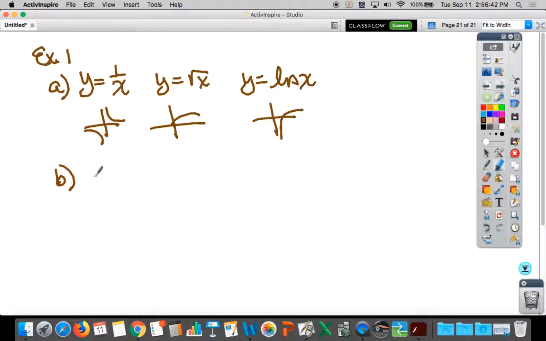One of the functions has domain the set of all real numbers except 0. Which function is it? Yeah, 1 over x. And why would it have all real numbers except 0? X cannot be 0 in the denominator. All right, very good. Now, Sophie's group, C.